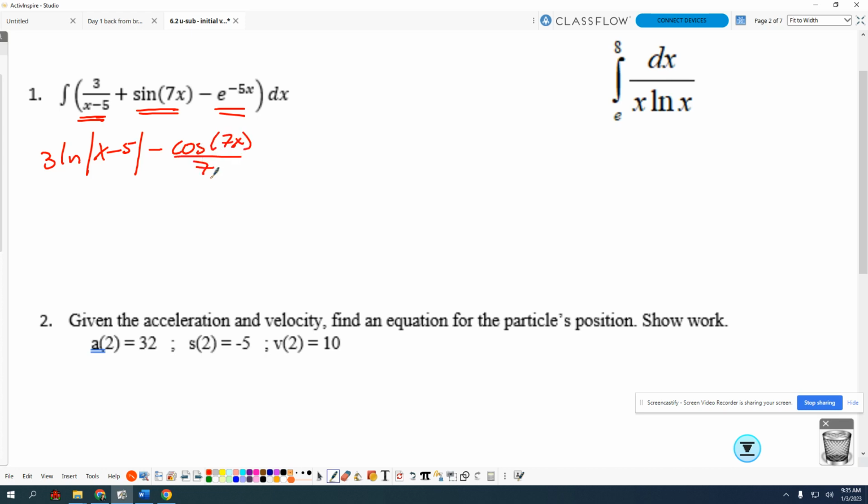Whose derivative is positive sine? Well, that's negative cosine. And then integrating, we divide by the derivative of the stuff inside. Ava, you got the last one? Negative e to the negative 5x over negative 5. And then the negative over negative. And then one last thing: plus c.